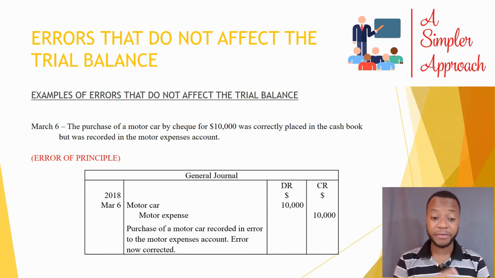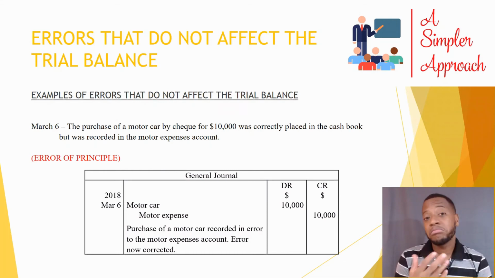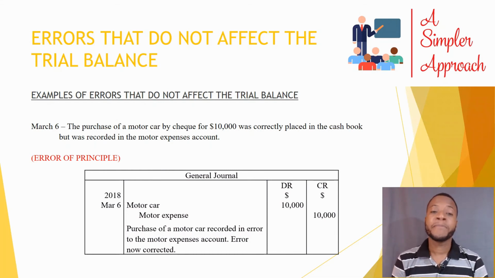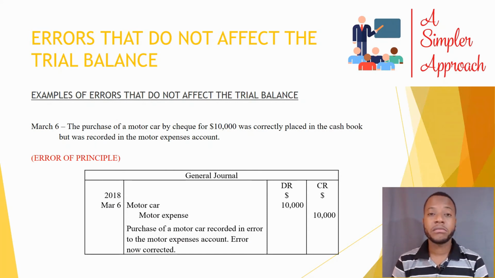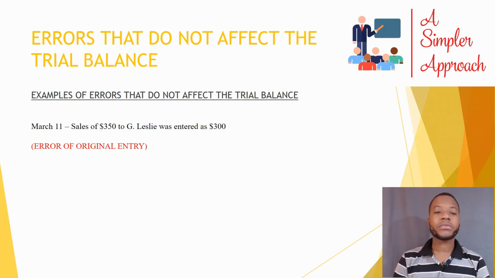And your narrative. I have here purchase of a motor car recorded in error to the motor expenses account. Error now corrected. That works perfectly fine. To shorten all of this, you could say error of principle now corrected. That works perfectly awesomely fine as well. Okay? That's example number 2.